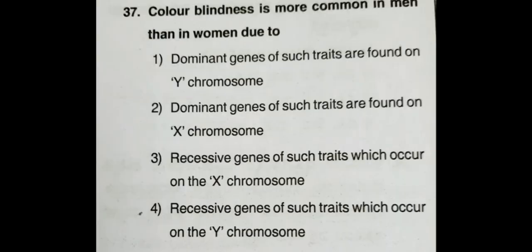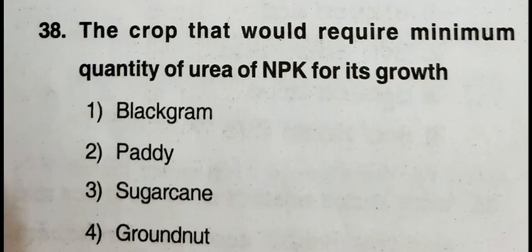Color blindness is more common in men than in women. It is due to recessive genes of such traits that occur on the X chromosome. Yes, this is the right answer. These are found on recessive genes and that too on the X chromosome. So option 3 is the right answer. The crop that would require minimum quantity of urea or NPK for its growth is black gram. Black gram is the right option among the four.